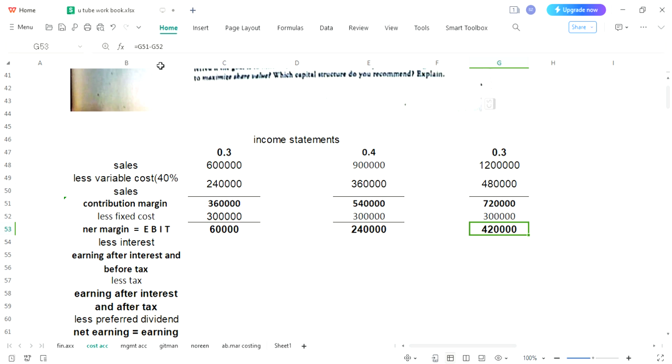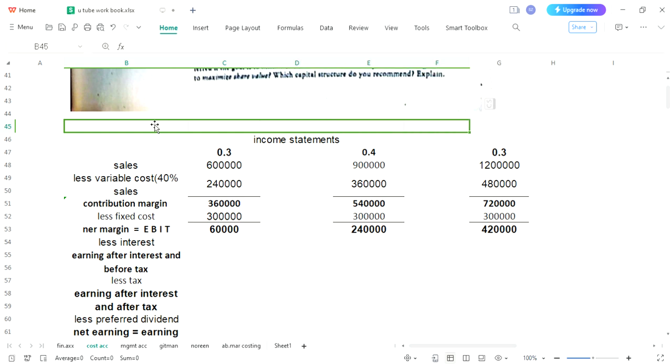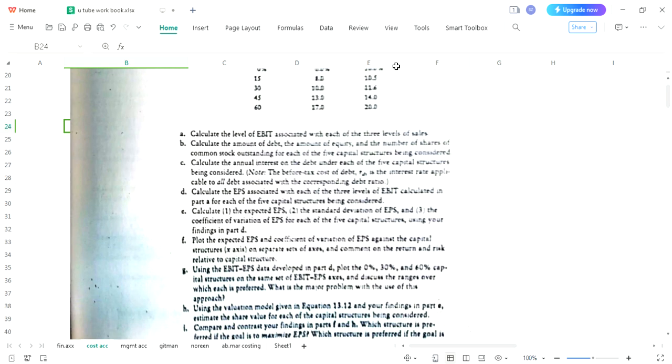Now we are responsible to calculate our interest, and we will make this whole income statement and will mention for which option we are doing it. So under here, first the debt equity ratio would be taken.